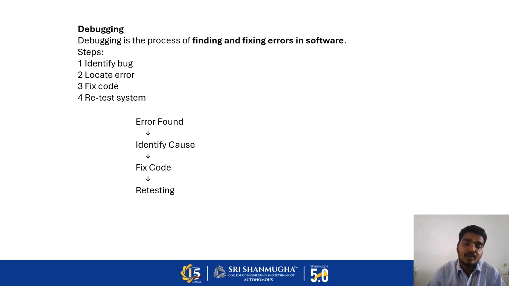Next we see debugging. Debugging is an error finding method. If an error occurs in the software, debugging helps find and fix the error in the software. There are four steps: first identify the bug, locate the error, fix the code, and retest the system. That is called debugging. The error is found and identified, the code is fixed, and then retested.